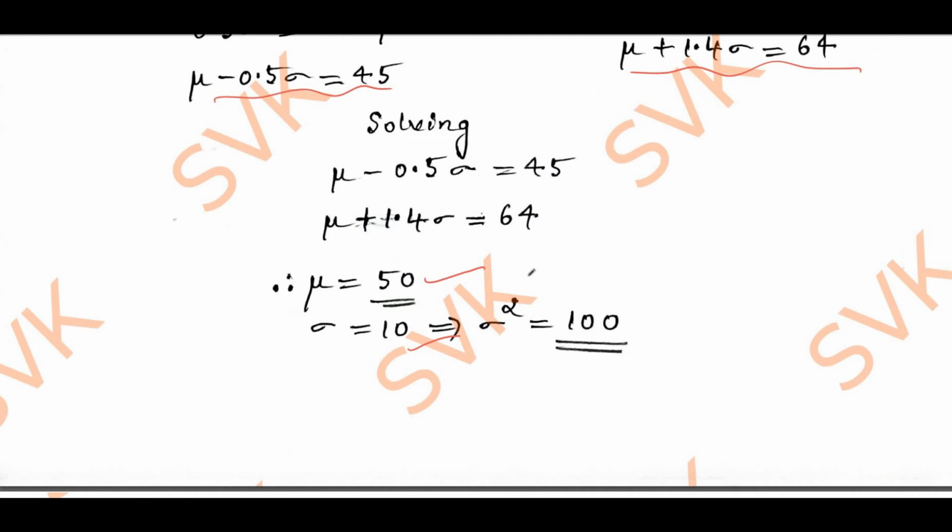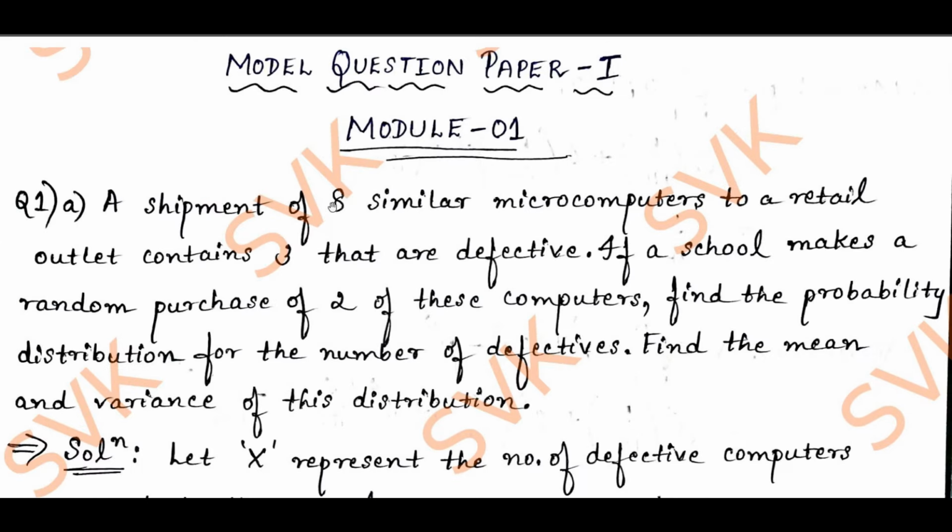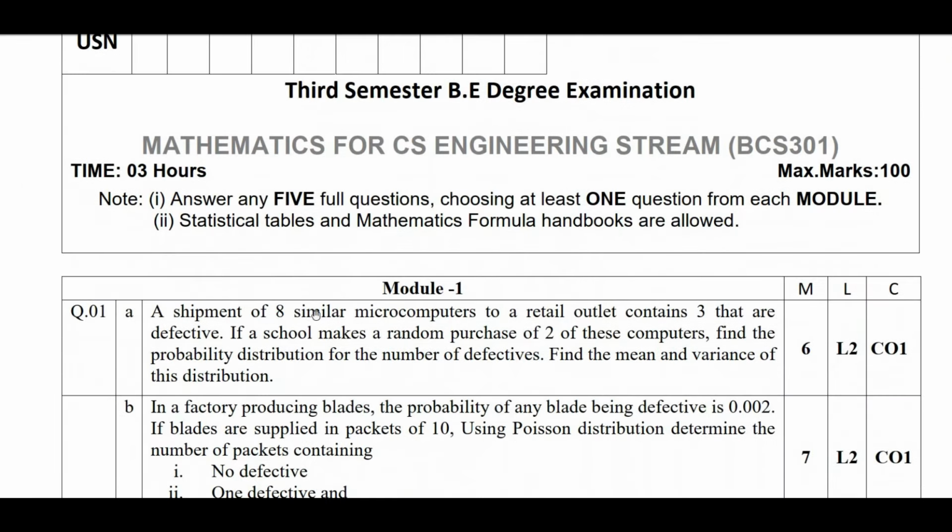We'll see the solution of model question paper 1 now. In model question paper 1, this is the question they have been asked. A shipment of 8 similar microcomputers to a retail outlet contains 3 that are defective. If a school makes a random purchase of 2 of these computers, find the probability distribution for the number of defectives. Find the mean and variance of this distribution.